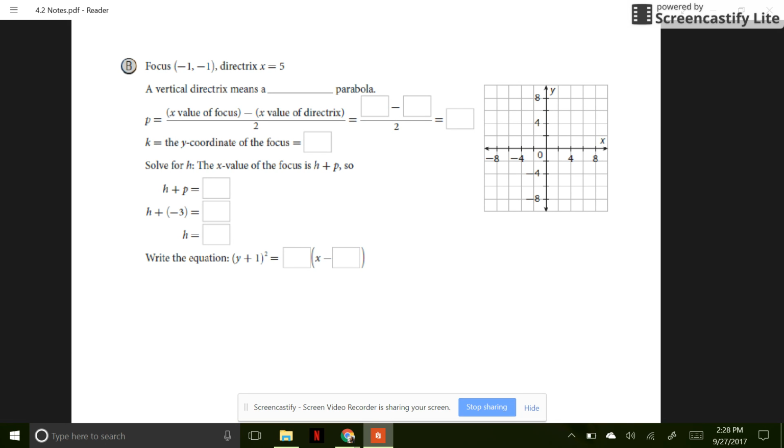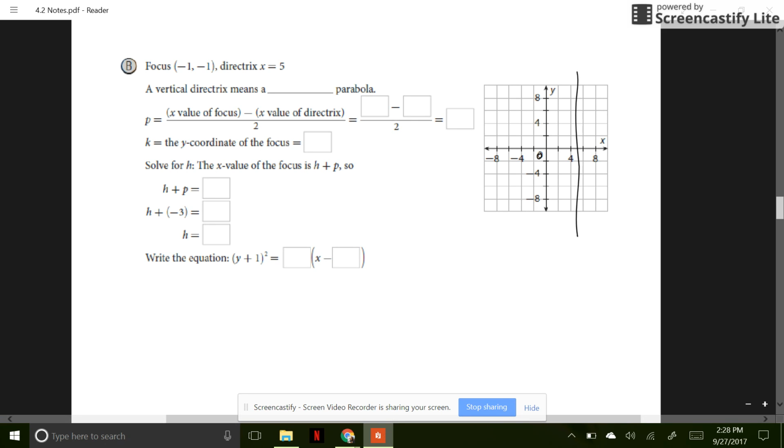So we have a focus at (-1, -1). Focus is here. Directrix at x equals 5, and that's going to be here. So from this, I know it opens left. That's the big thing here. Now, a vertical directrix means it's going to be a horizontal parabola. Again, we're opening to the left, so it's horizontal.